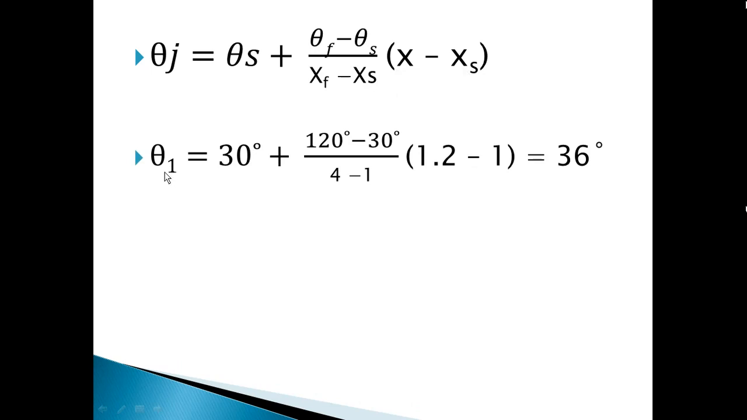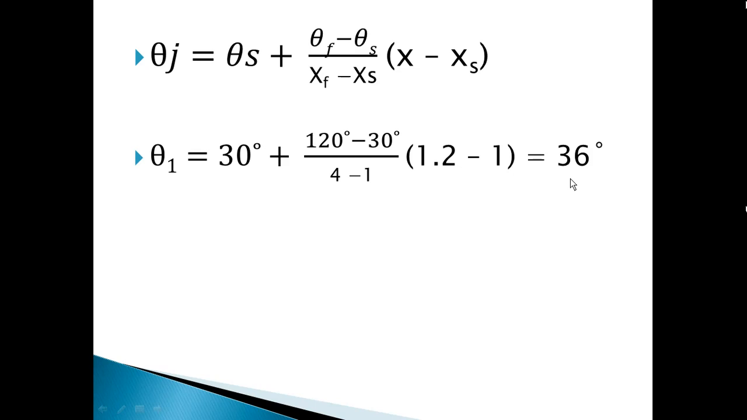Over here, theta s is 30 degree, that is the starting input angle, plus the final input angle 120 minus 30 degree, upon the final point 4 and starting point 1, so 4 minus 1, into (x minus 1). Here x is related to xj. For the first precision point, x1 is 1.2, minus 1. So I am getting the first input angle at the first precision point equal to 36 degree.